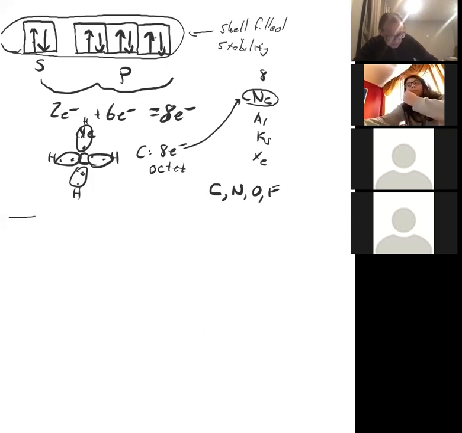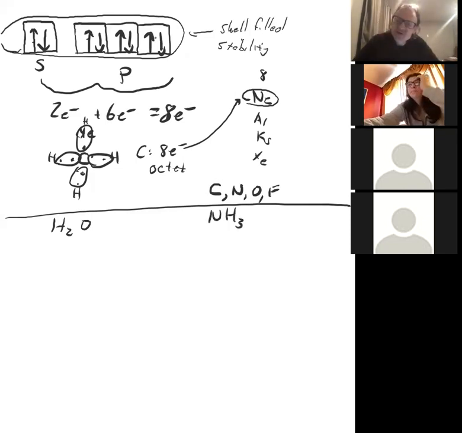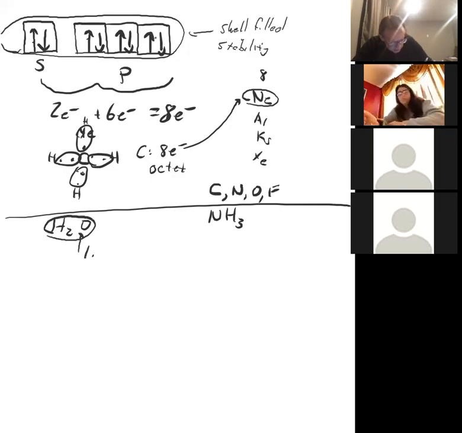So let's draw a couple Lewis structures. Let's start off with a couple of simple molecules, water and ammonia. Very simple. Here's what you do. The first step is you look at the formula, H2O. You locate the element where there's only one atom. In water, there's only one oxygen, and you put that at the center. Whichever element has only one atom, you put it at the center.